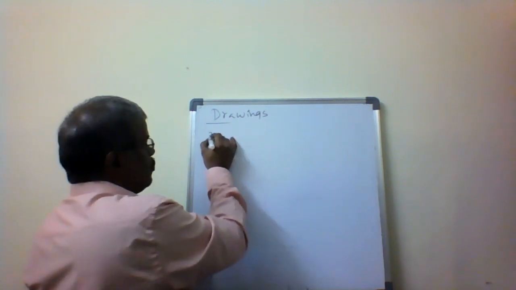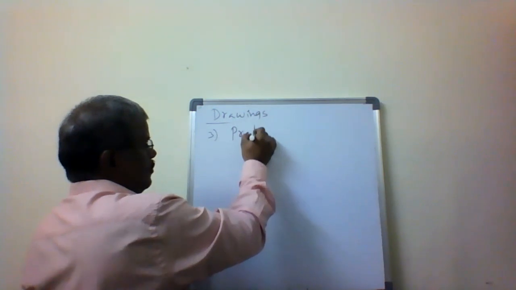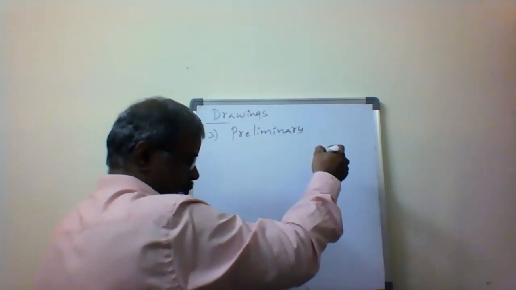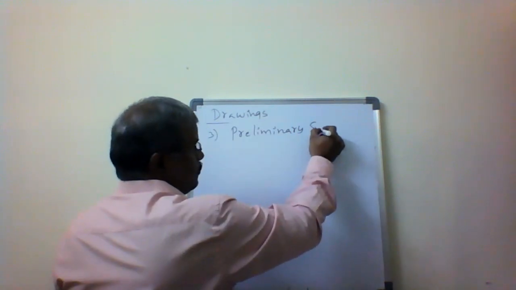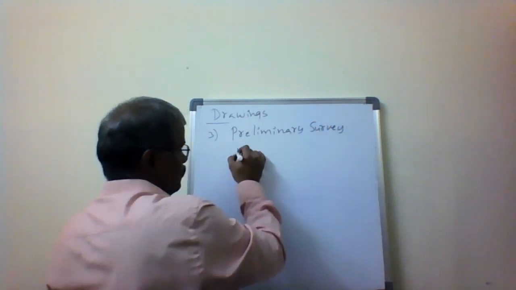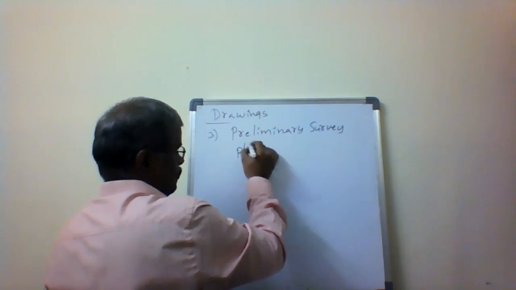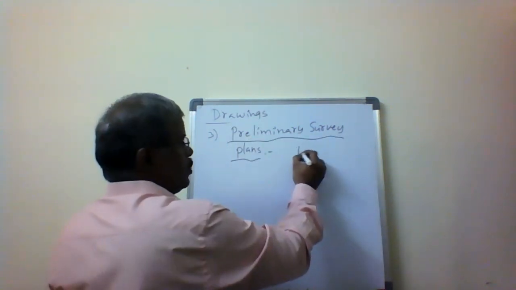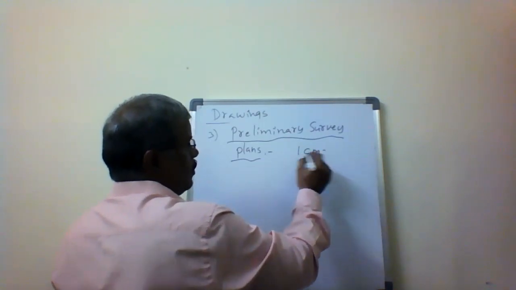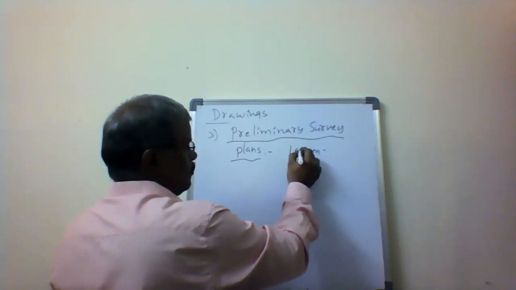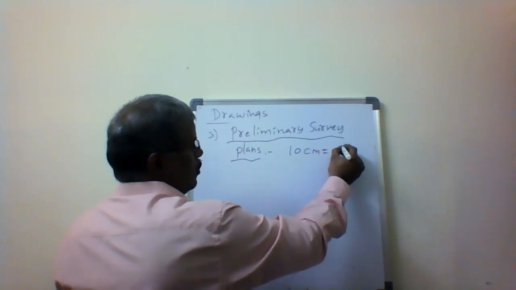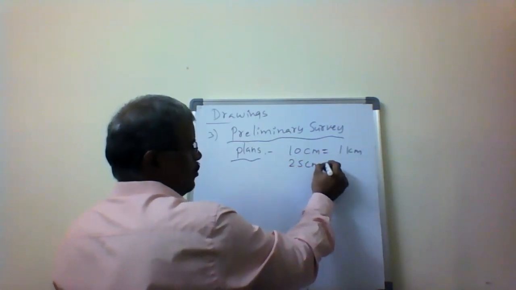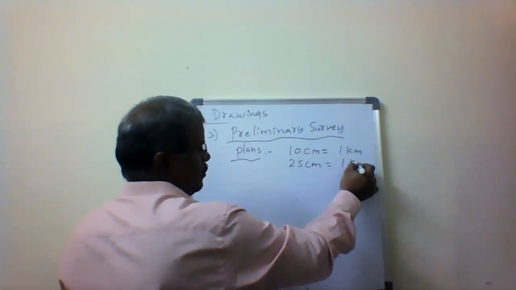Then the third one is called the preliminary survey. Preliminary survey plans are going to be prepared in the scale of 10 centimeter equals 1 kilometer, 25 centimeter to 1 kilometer.